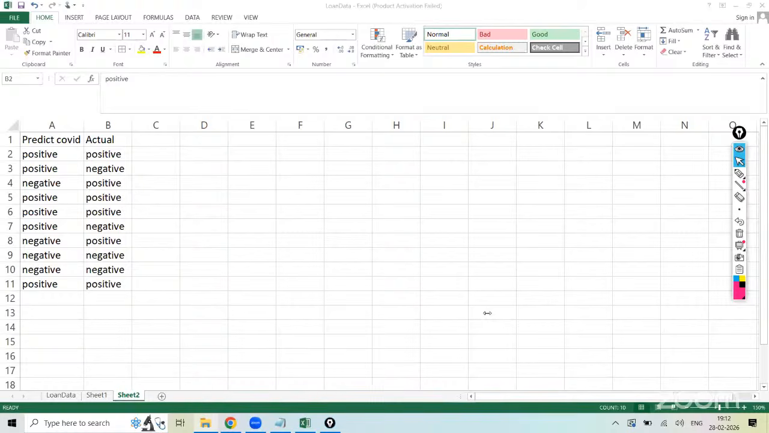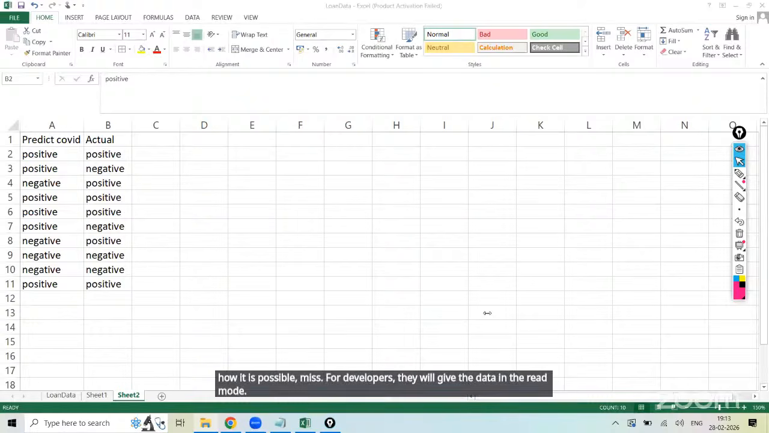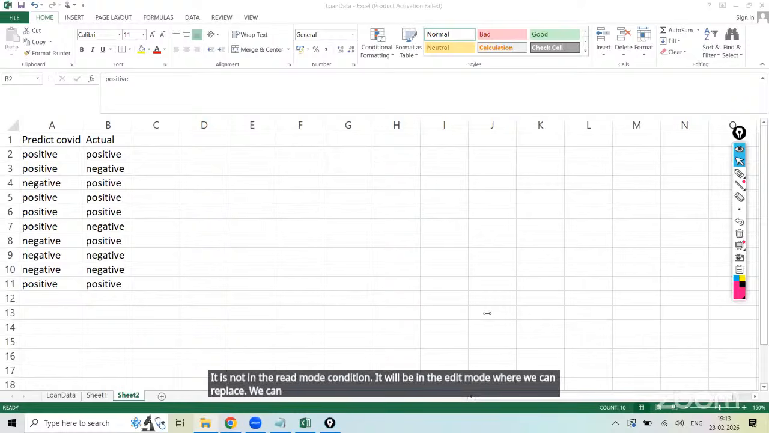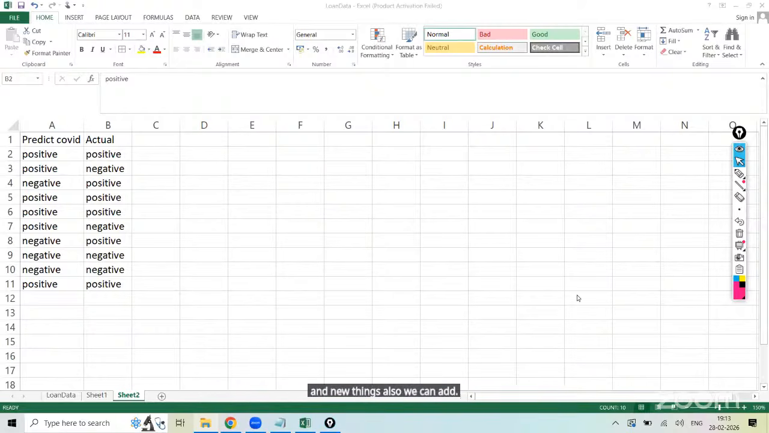How it is possible: for developers, they will give the data in read mode. For the ML engineers, they will give the data in edit mode. It is not in read mode. It will be in edit mode, where we can replace or update, where we can delete, or where we can add, and new things also we can add. In the database, we can do everything.